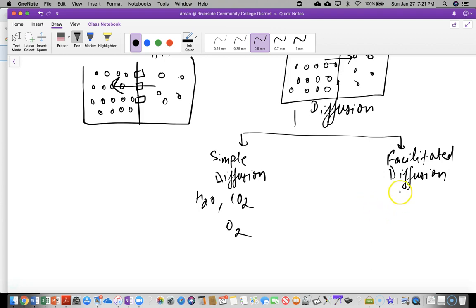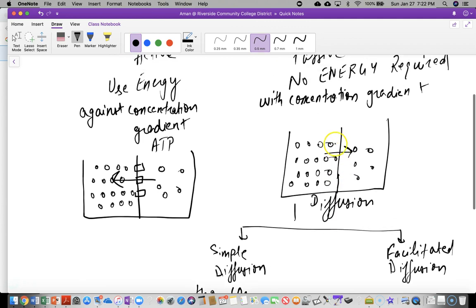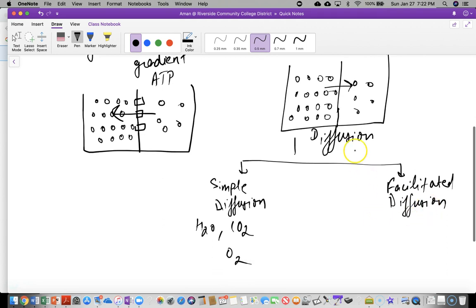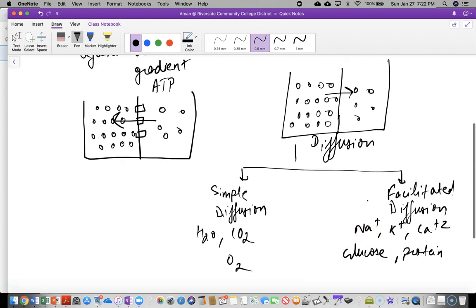On the other hand, for facilitated diffusion, even if you are going with the concentration gradient, from high concentration to low concentration, it is still a passive transport, but you need some transporter, you need a gate here, okay? So stuff like Na+ or K+ or calcium, or other big molecules, let's say glucose, or maybe another protein molecule, okay. If you want to move any bigger molecule, or these charged molecules, they cannot just go through the membrane.